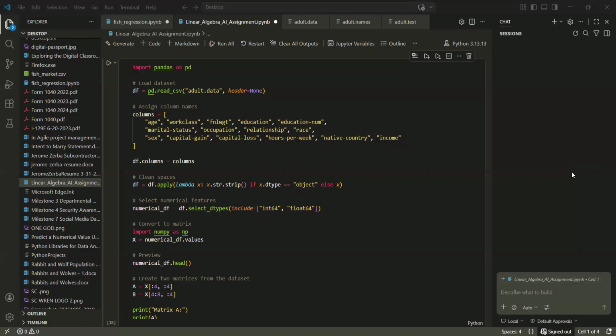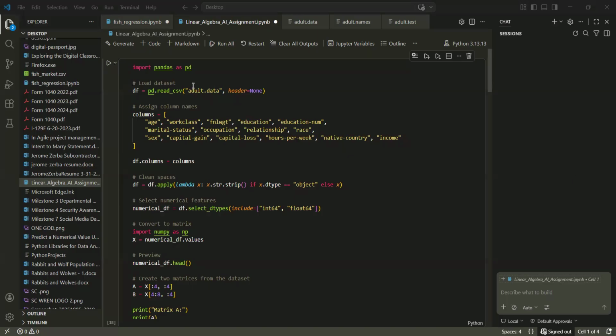Since matrix math only works with numbers, I selected only the numerical columns like age and hours worked per week. Then I converted the data into a matrix using numpy. After that, I performed four operations: matrix addition, matrix subtraction, matrix multiplication, and the dot product.